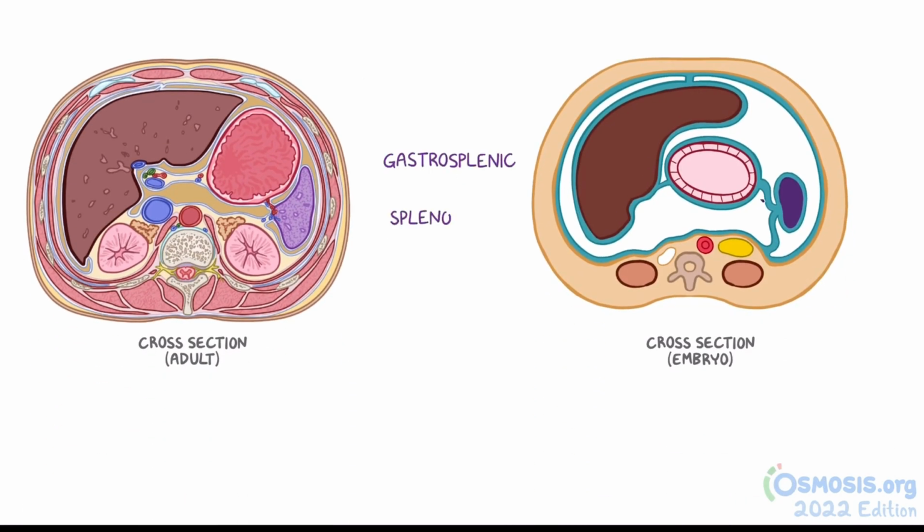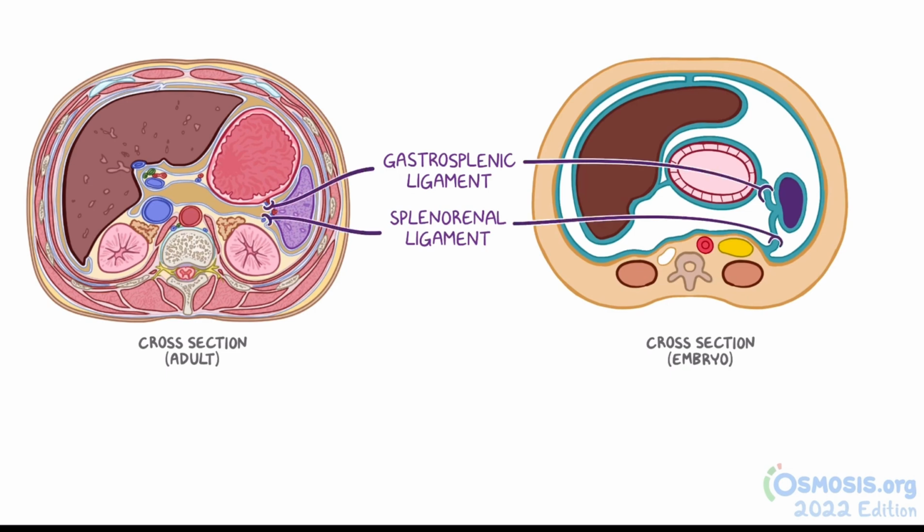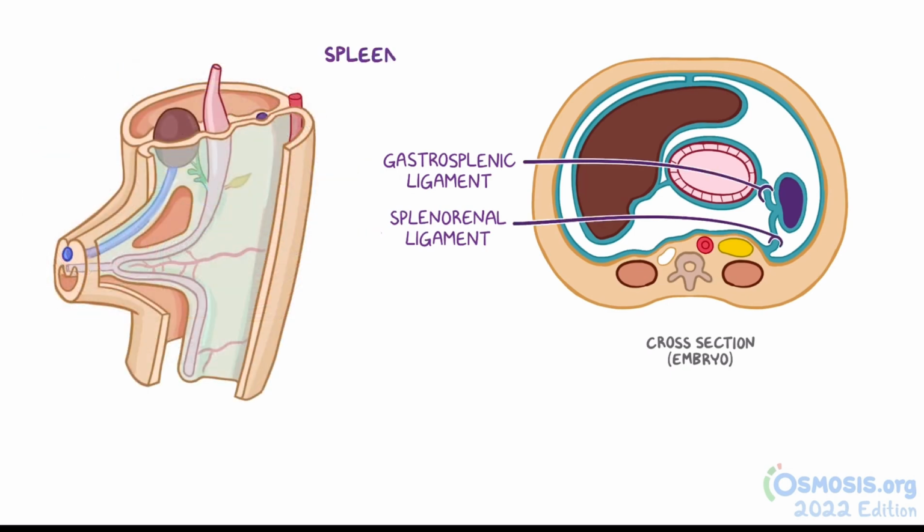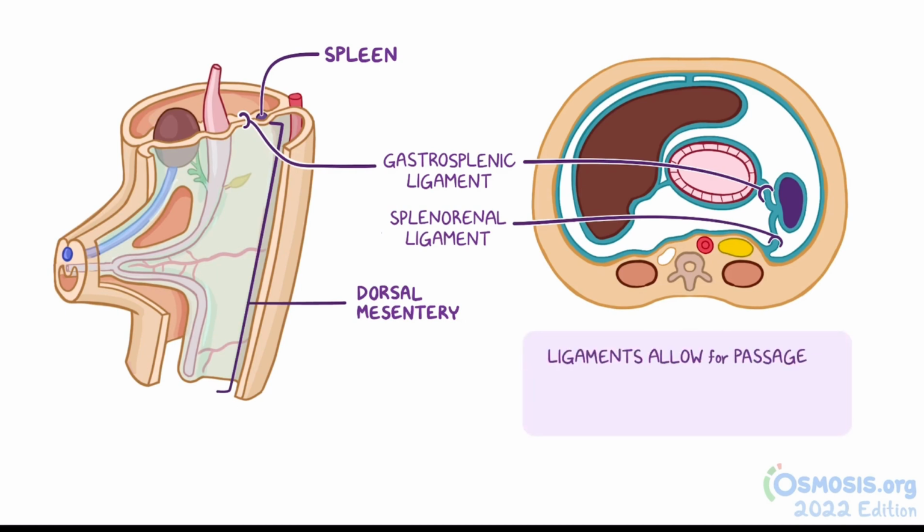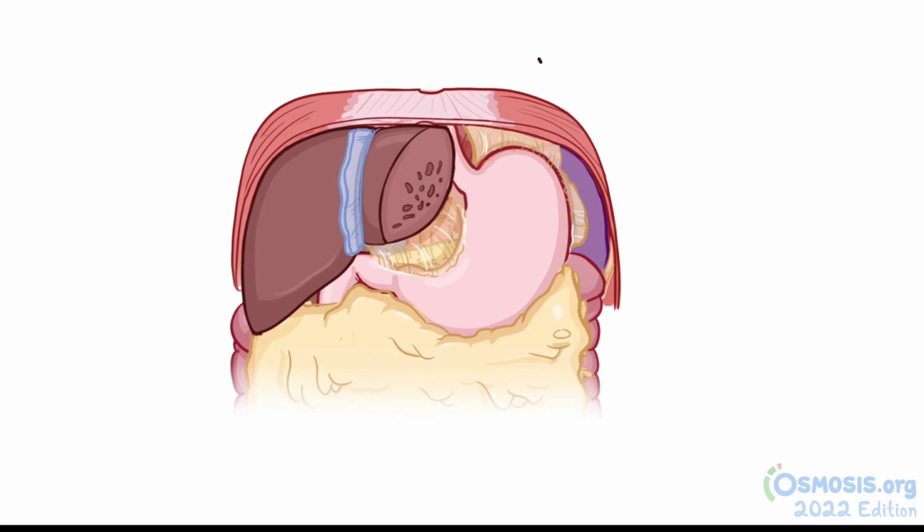Finally, the dorsal mesentery also gives rise to the gastrosplenic and splenorenal ligaments, which arise similarly to the falciform ligament and the lesser omentum. The spleen develops within the dorsal mesentery, posterior to the primitive gut tube, creating the gastrosplenic ligament between the spleen and the stomach, and the splenorenal ligament between the spleen and the left kidney. These ligaments allow for the passage of blood vessels, nerves, and lymphatics to and from these organs. There is also the gastrophrenic ligament, which connects the stomach to the diaphragm, and the phrenicocolic ligament, which is located at the left colic flexure and attaches to the diaphragm.